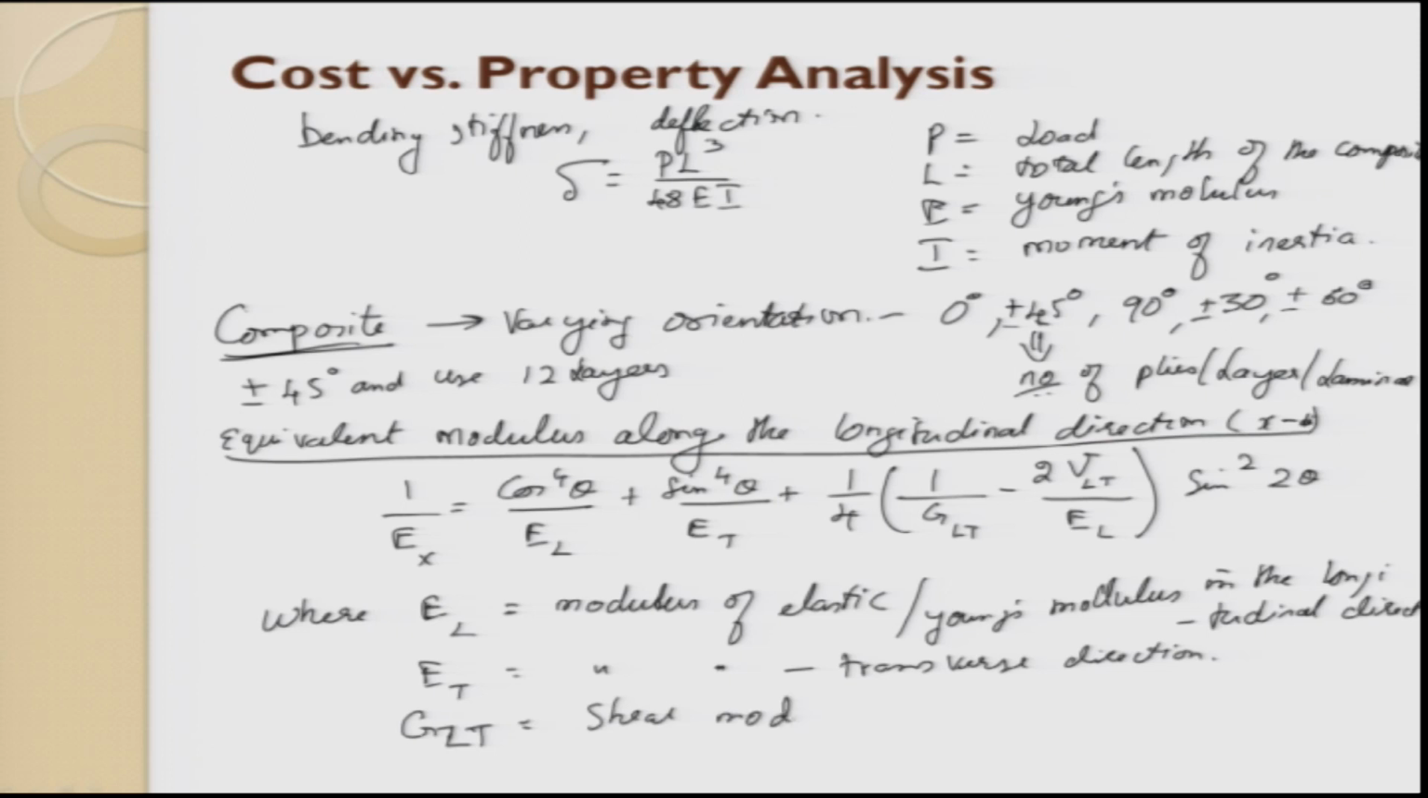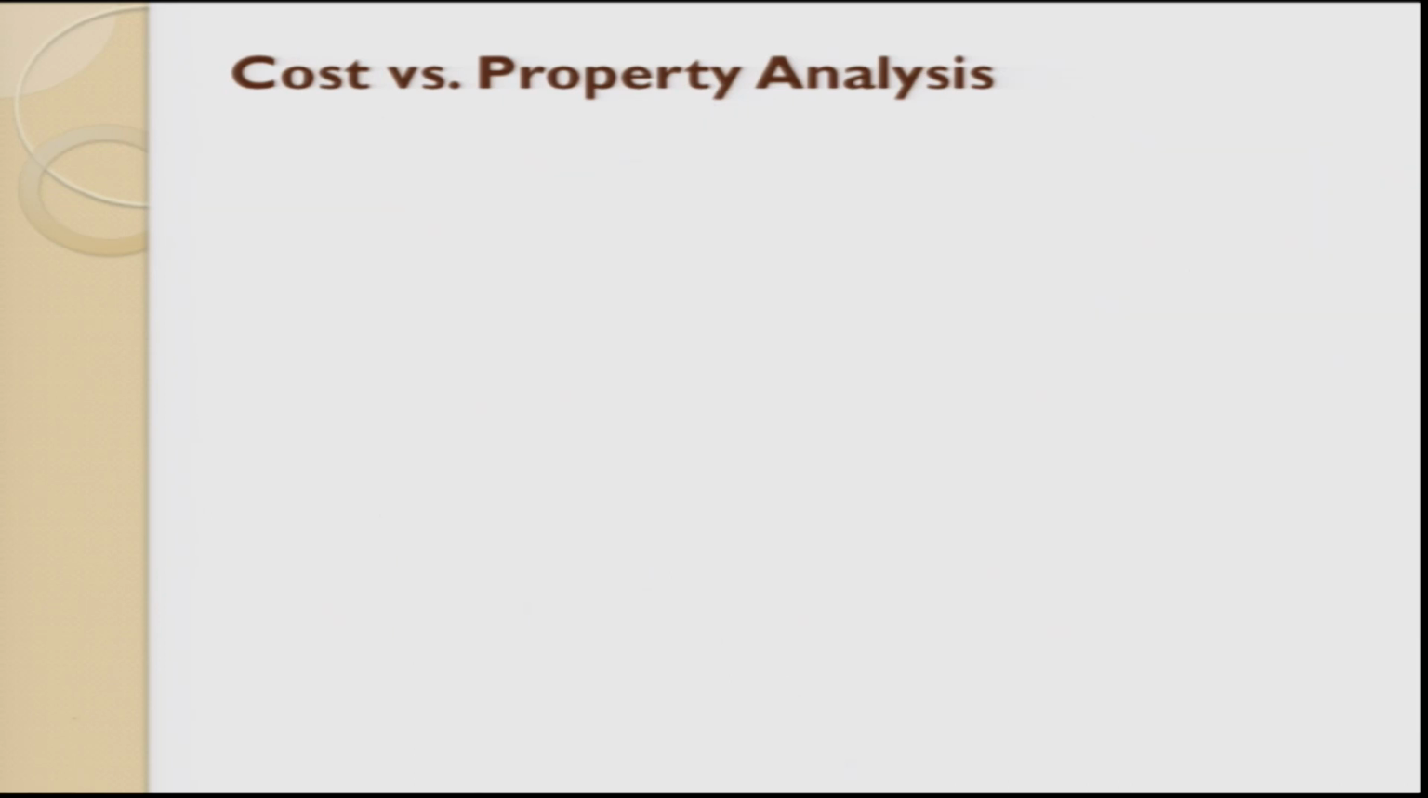Now you see, new terms come into existence. Shear modulus of the composite. VLT is the Poisson's ratio. And theta is the orientation. So you see, the orientation also plays an important role as far as the cost and the properties are concerned. We will now look at the stiffness of the beam.